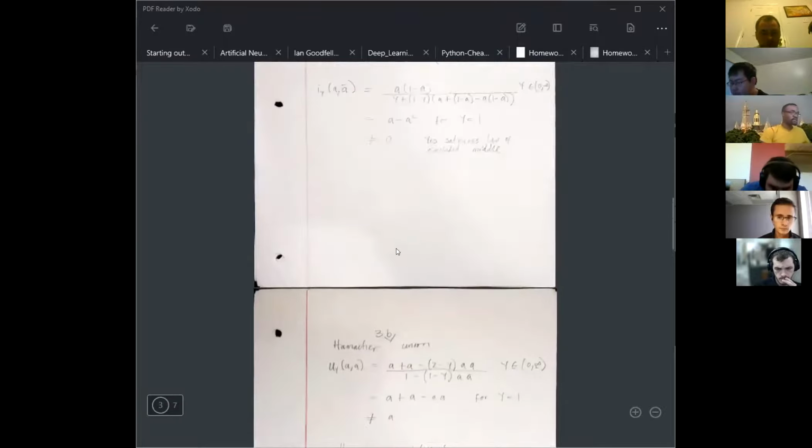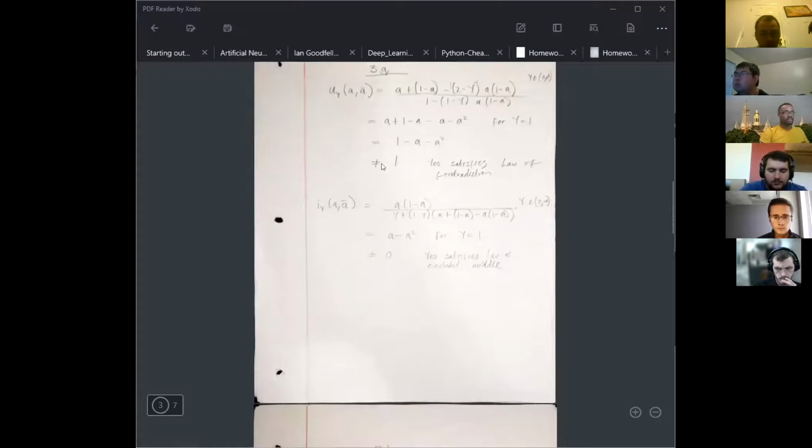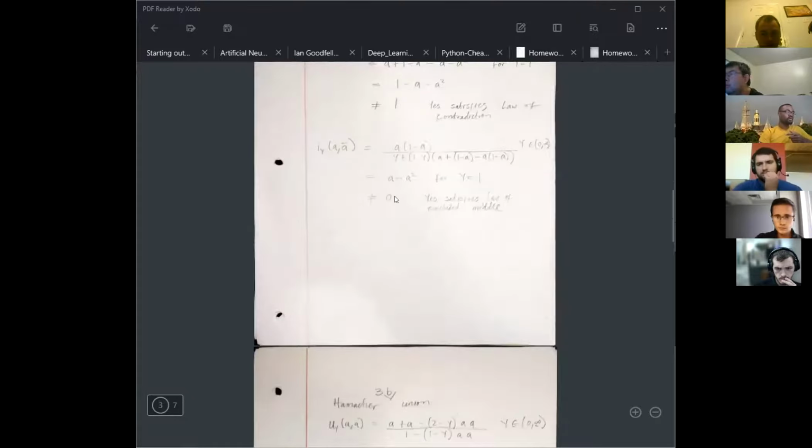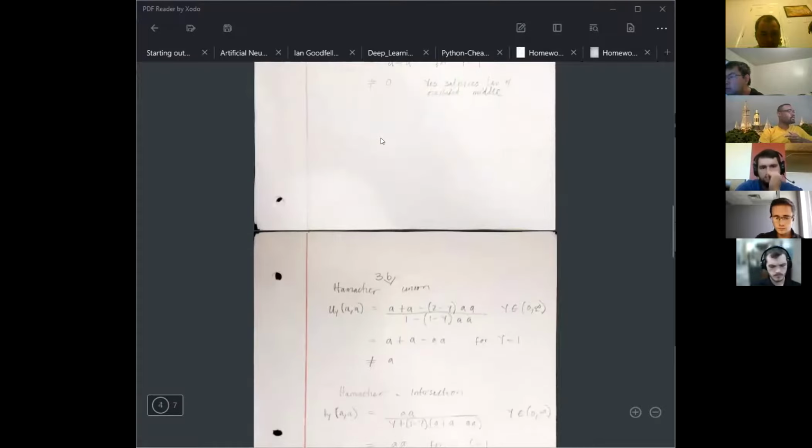I got the same result as Min Kun, like for the law of contradiction. It wasn't equal to 1, it was like 0.25, so it doesn't work there. And the law of excluded middle doesn't work here either. Okay, so neither the law of contradiction nor the law of excluded middle works then. Okay. Yeah.